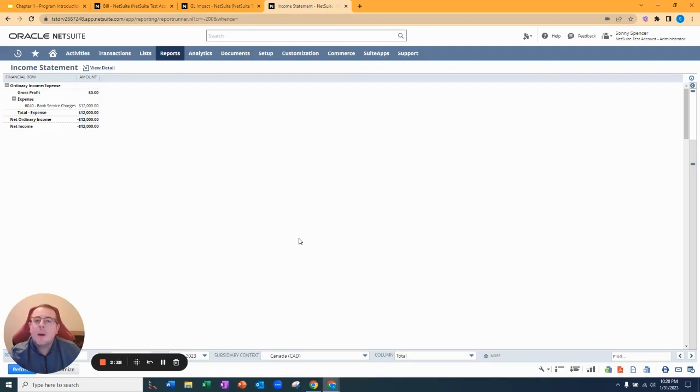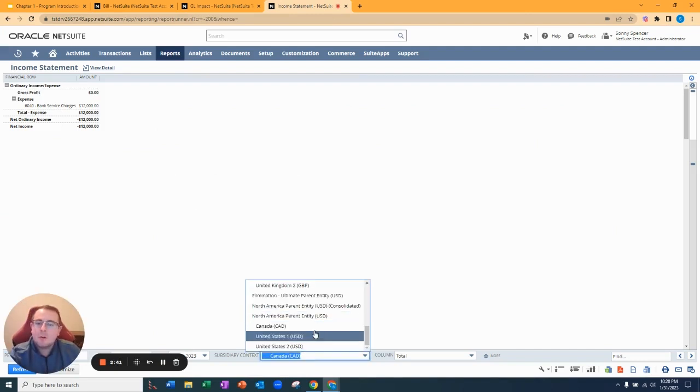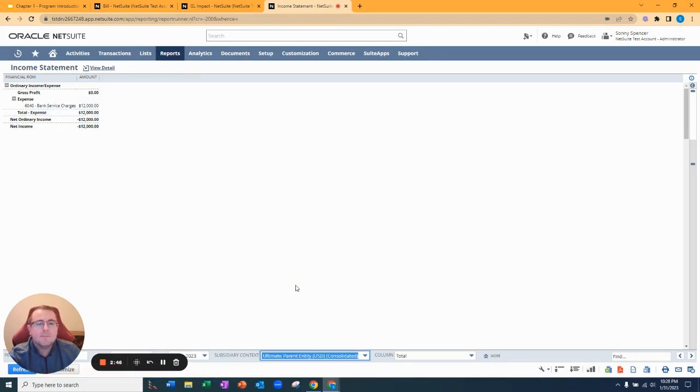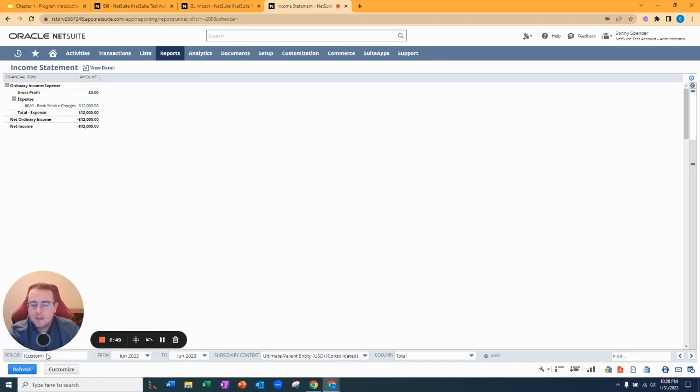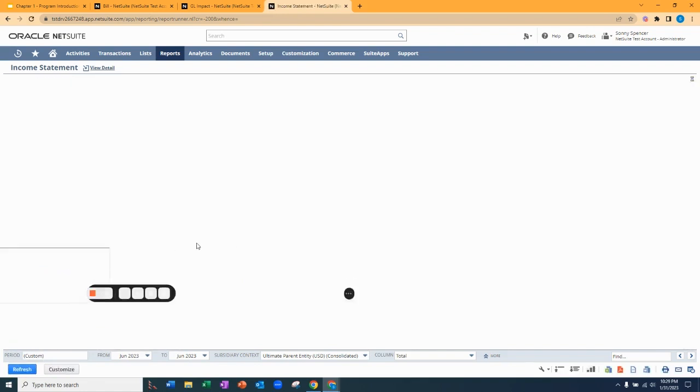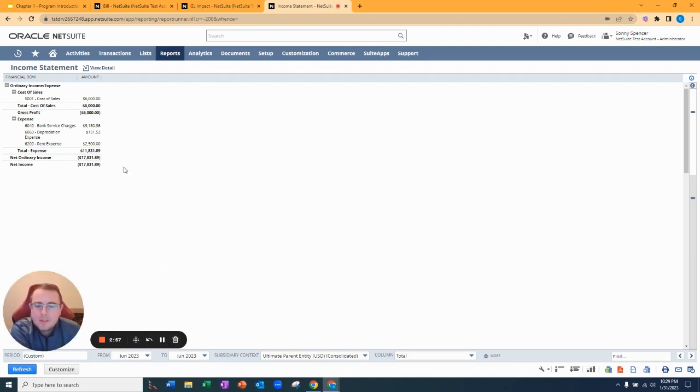So let's navigate back to our income statement, and this time let's run it for our consolidated entity. And recall, we are looking at the bank service charges line on our income statement. We go ahead and refresh. Perfect. And here you will see that our bank service charges at the consolidated level is 9,180 US dollars. The reason for that is NetSuite has multiplied that Canadian balance of $12,000 at the appropriate consolidated exchange rate to get back to 9,180 US dollars.